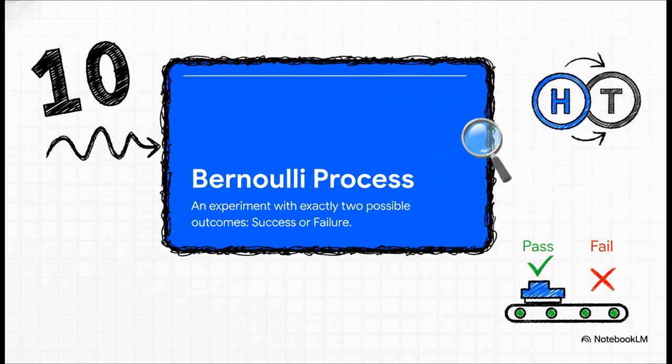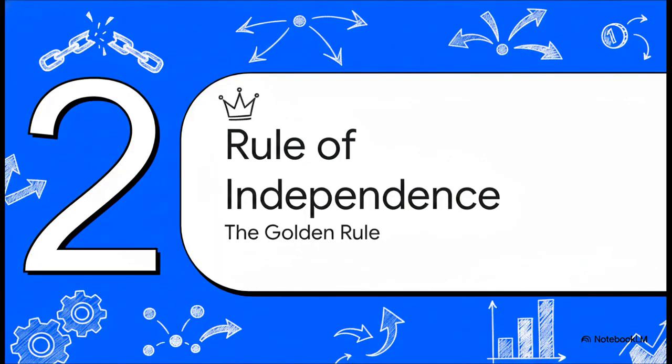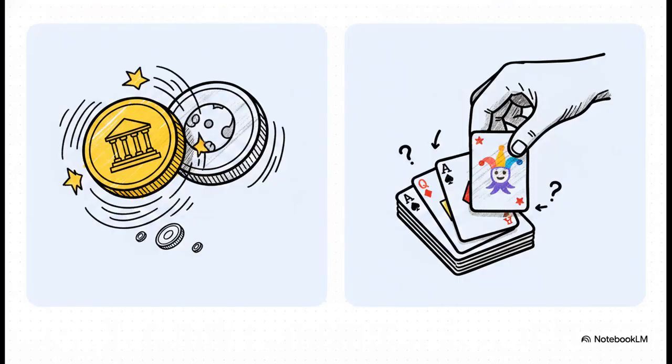You either get a heads or a tails. A product either passes inspection or it fails. Okay, let's dive into this next crucial part. Section 2, the rule of independence. To keep things super simple, let's contrast 2 basic actions to show you what independent trials actually mean.